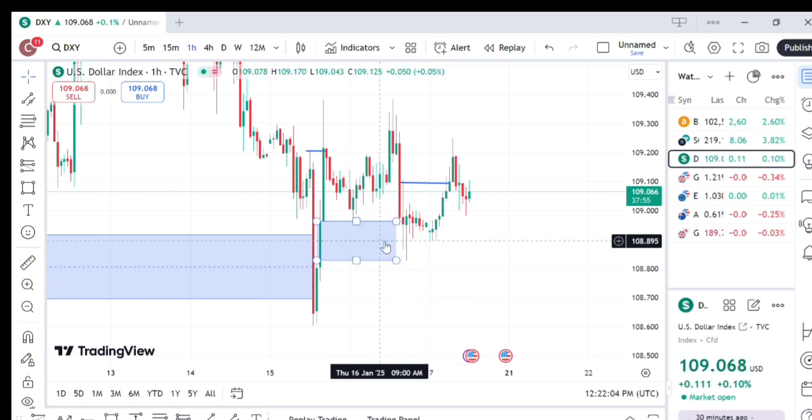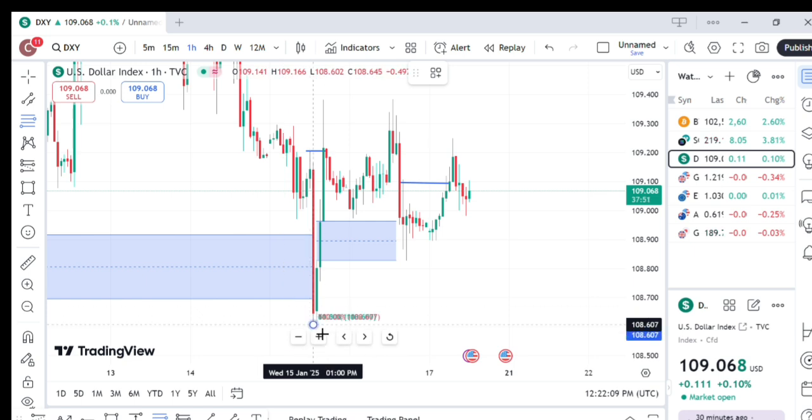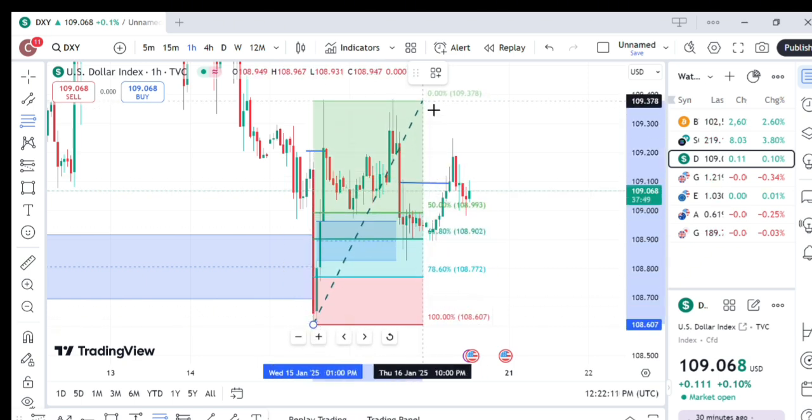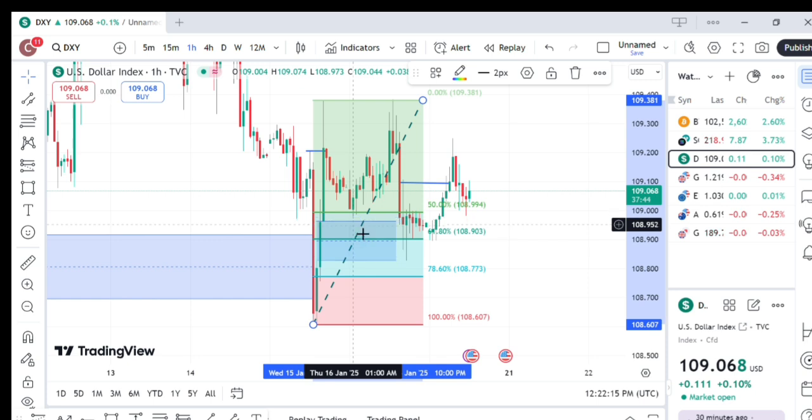This created inducement because when you take your Fibonacci and mark from this low to this high, you see it actually came down to the 50%, right? It just touched the 50% and boom, started going up. But it didn't come to this fair value gap.